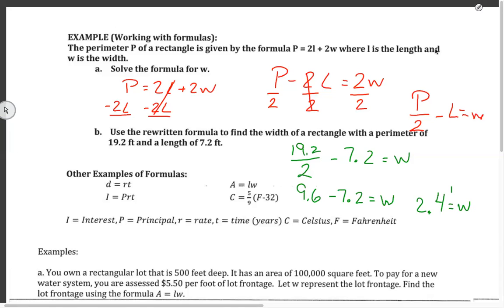All right. Other examples of formulas that you'll use. D equals RT, dirt. Do you know where you use dirt all the time? Grace, have you ever heard of dirt? D equals RT? What if I said distance equals rate times time? You heard of that? It's like Usain Bolt.